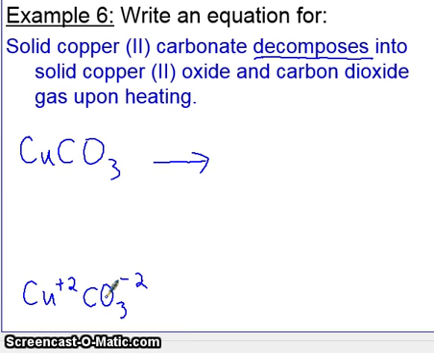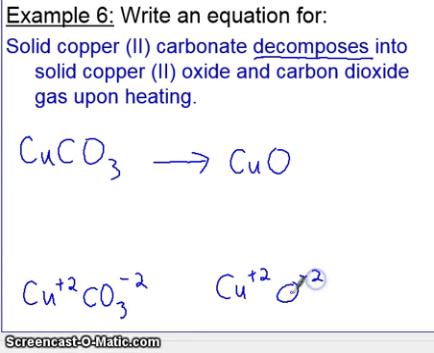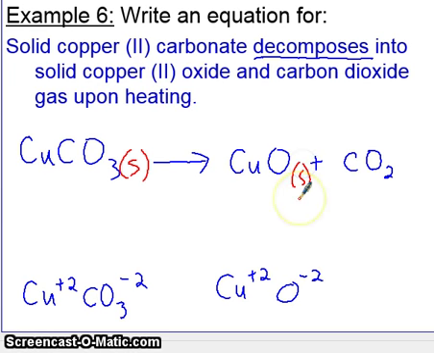Solid copper 2 oxide, the way we write copper 2 oxide is CuO, again because copper is a +2, oxygen is a -2, you only need one of each. Here's how we write copper 2 oxide. And carbon dioxide gas, that one's pretty easy, covalent compound. Next, let's put in the state symbols. And we're told that copper carbonate is a solid, so put an S in there. We're also told that copper 2 oxide is a solid, makes it easy. We know carbon dioxide is a gas.